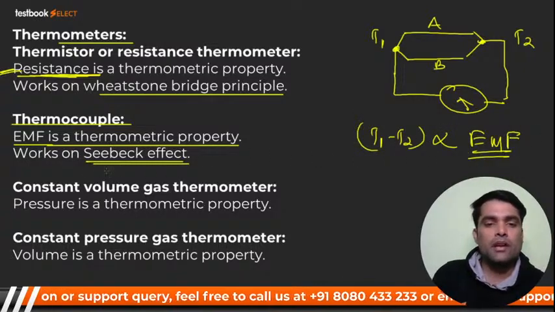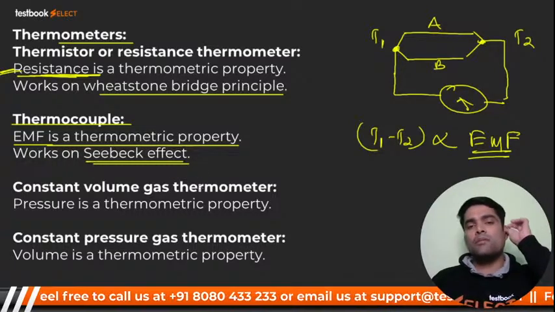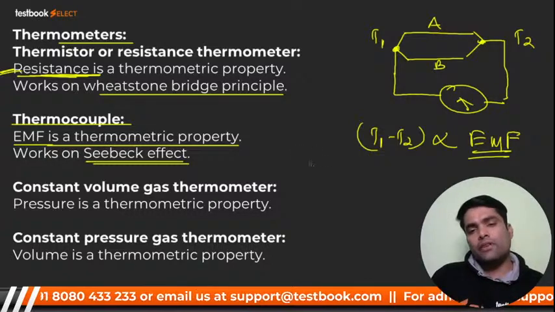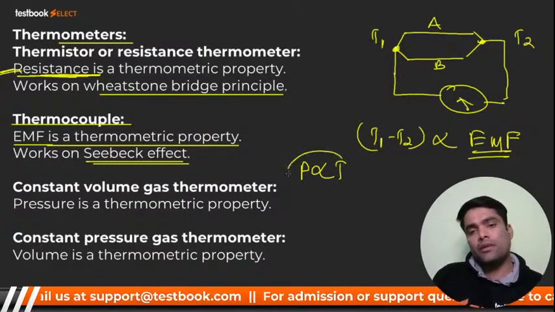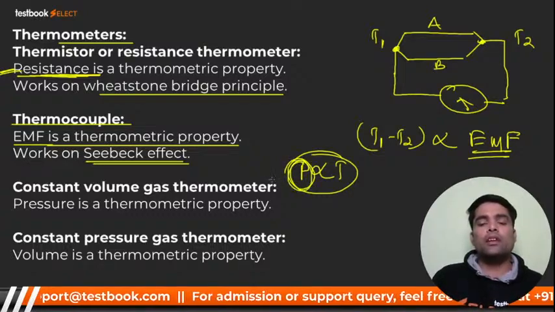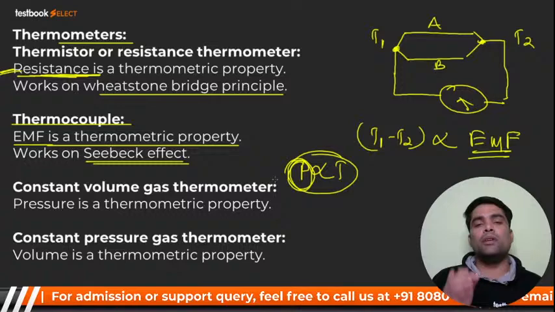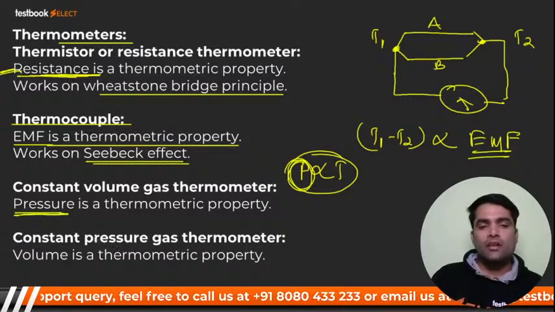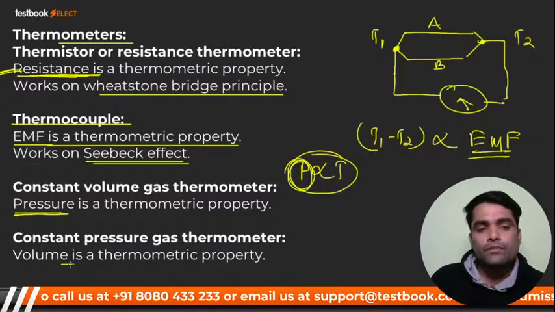It is the Seebeck effect. Okay, constant volume gas thermometer. Now when there is a constant volume gas thermometer, if the volume is constant, then obviously PV equals RT, right? So if volume is constant, definitely pressure is directly proportional to temperature. Corresponding to pressure we are getting temperature. So that's why in a constant volume gas thermometer, pressure works as the thermometric property.